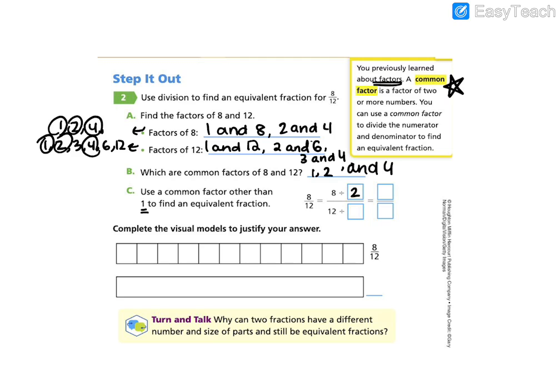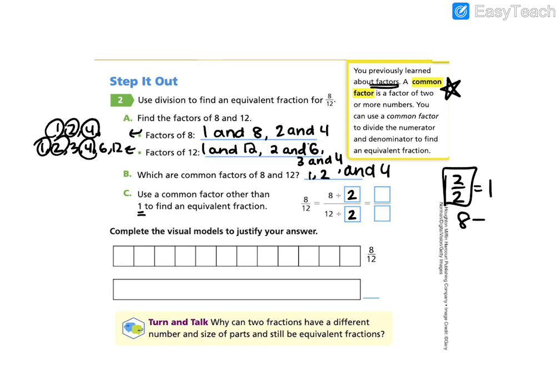So what I do to my numerator, I must do to the denominator as well. Again, remember I'm dividing by 2 halves here, which is equal to 1. If I divide 8 divided by 1, it will still give me 8. I'm not changing the size. I'm only changing the number of pieces, or the size of the pieces, not the size of the fraction. Okay, 8 divided by 2 is equal to 4. 12 divided by 2 is equal to 6.